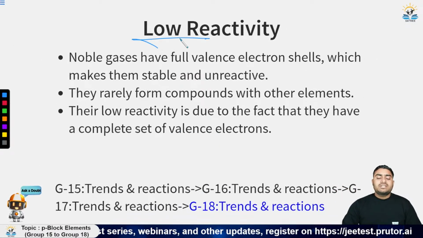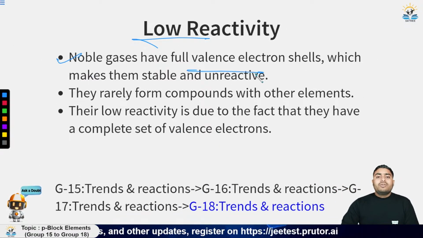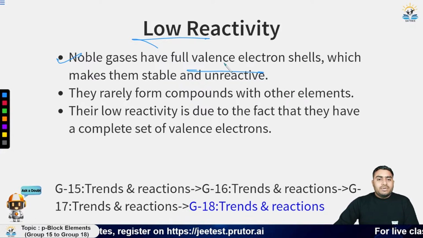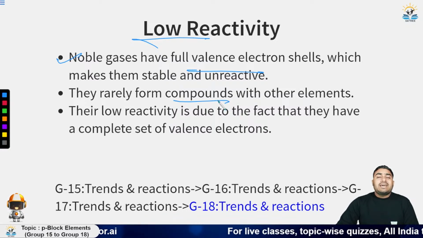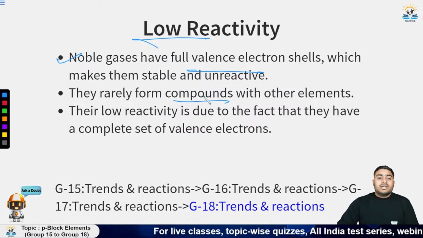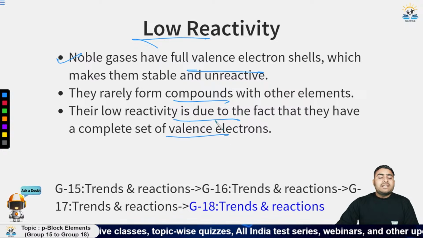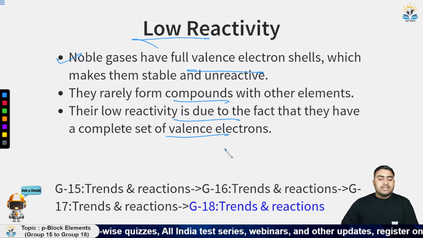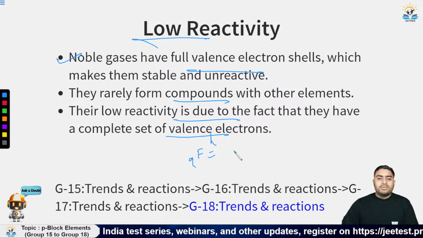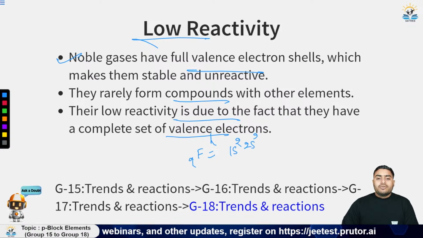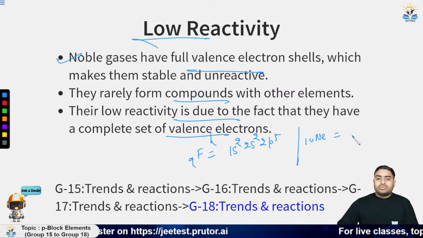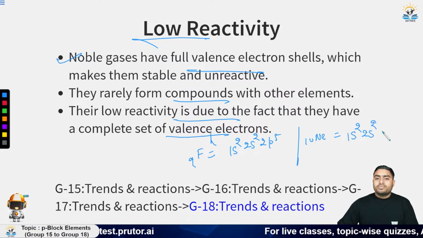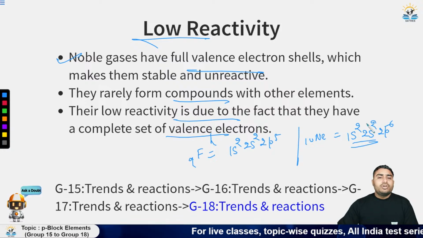So low reactivity. What is the reason for low reactivity? Noble gases have full valence electron shells. That means their octet is complete, which makes them stable and unreactive, and they rarely form compounds with other elements. The low reactivity is due to the fact that they have a complete set of valence electrons. If I am talking about fluorine, the atomic number is 9, so 1s2, 2s2, 2p5. So one electron is left here. But if I am comparing with neon, the atomic number is 10, so the electronic configuration will be 1s2, 2s2, 2p6. That means it is fully packed. So this is all about the low reactivity.